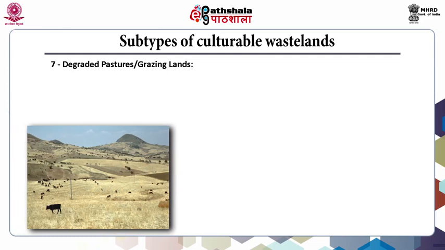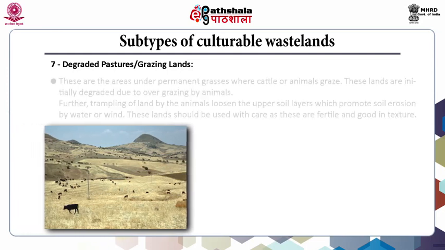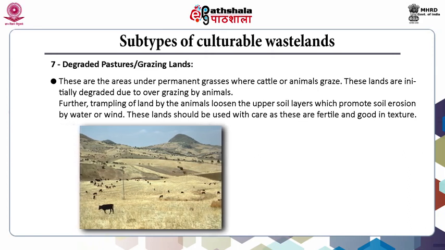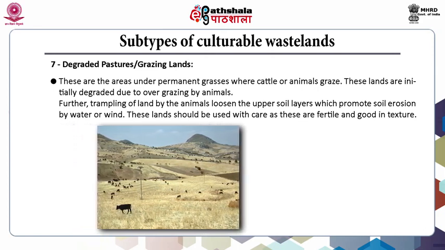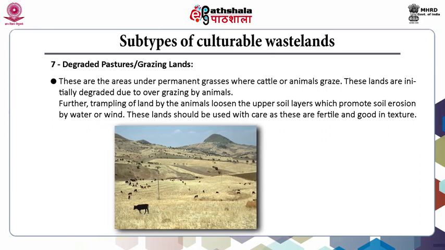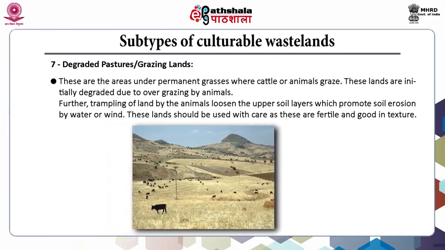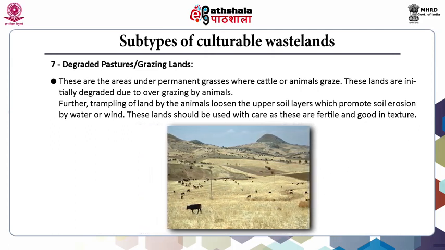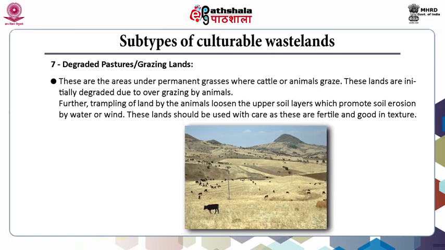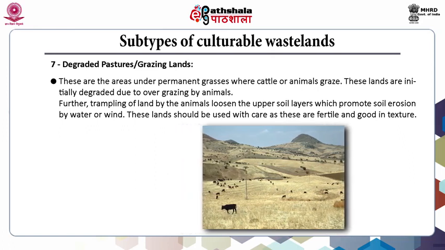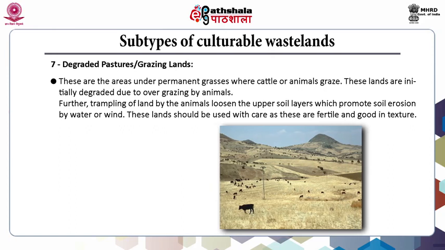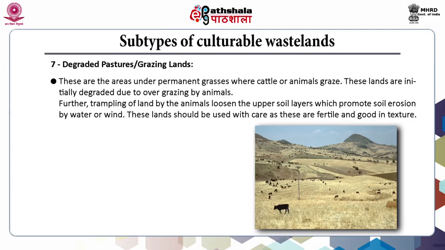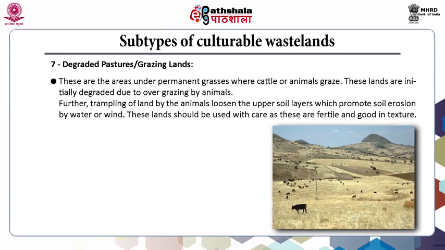Degraded pastures or grazing lands. These are the areas under permanent grasses where cattle or animals graze. These lands are initially degraded due to overgrazing by animals. Further, trampling of land by animals loosens the upper soil layers, which promotes soil erosion by water or wind. These lands should be used with care as these are fertile and good in texture.